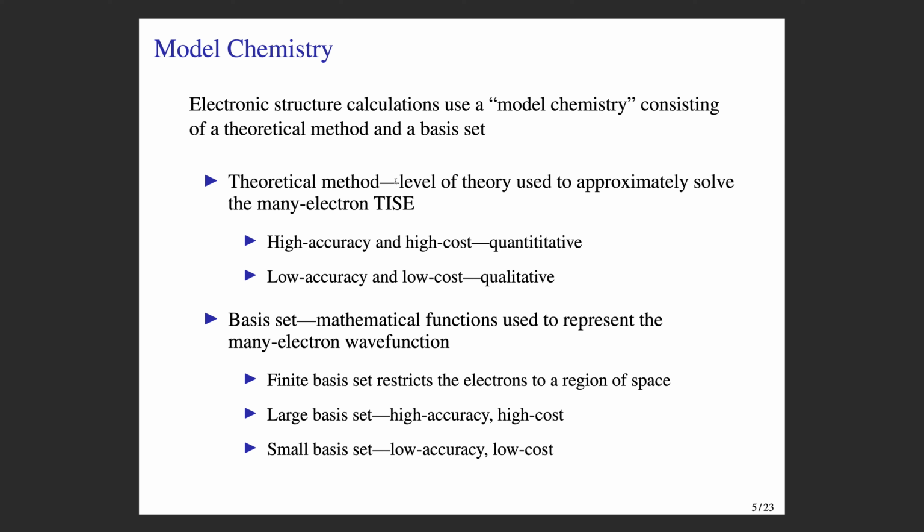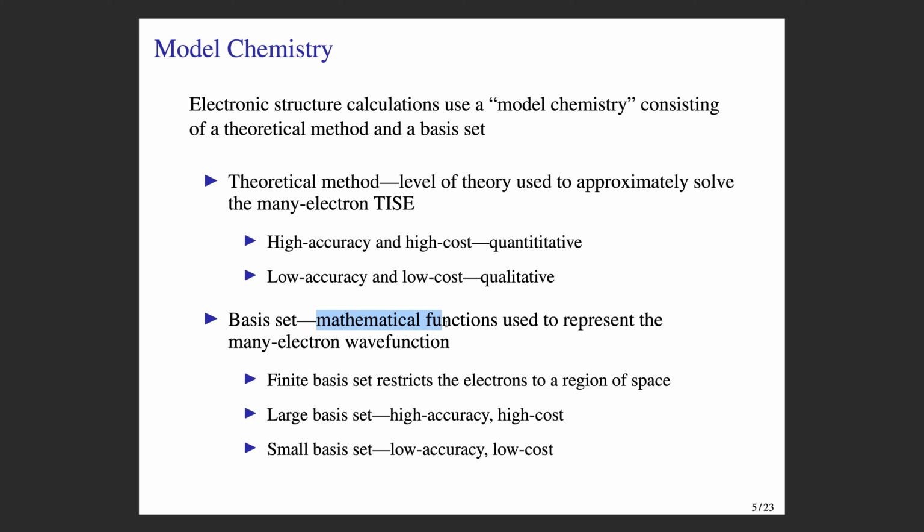The method refers to the level of theory that is used to solve the many electron time-independent Schrodinger equation. High accuracy methods, which are always also accompanied by a high cost, can give you quantitatively accurate results. Your low accuracy, low cost methods will give you qualitatively accurate results. So you need to decide what method to use. You always start with the low accuracy methods first, and then you work your way up to the high accuracy methods. So the other feature of the model chemistry is the basis set.